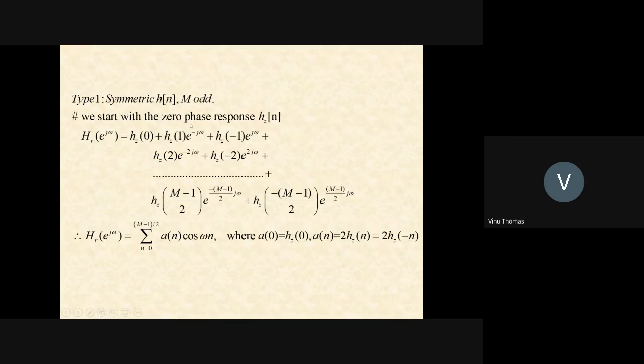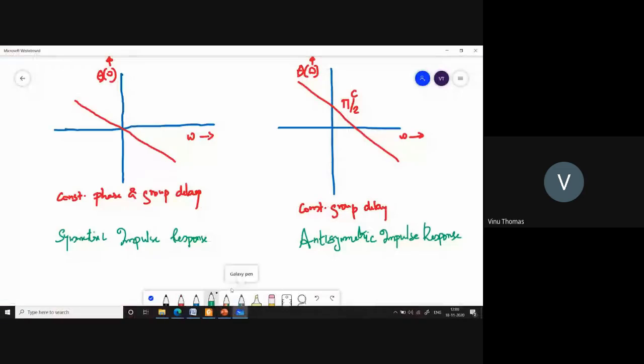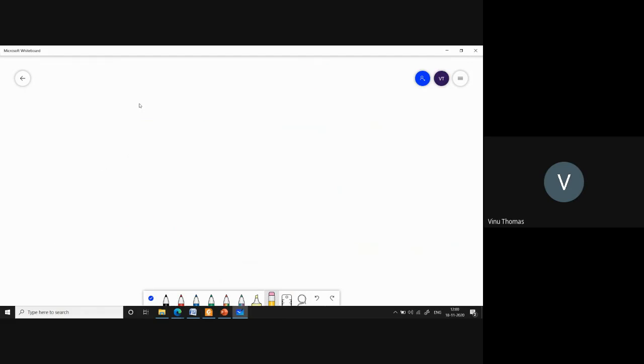So type 1 is symmetric h[n] with M odd. So let us try to find out the frequency response of this filter. So first of all, we will start with the zero phase response H0. As we have seen, the zero phase response, or you can also call it the amplitude response, the zero phase response or the amplitude response will result in a real frequency characteristics.